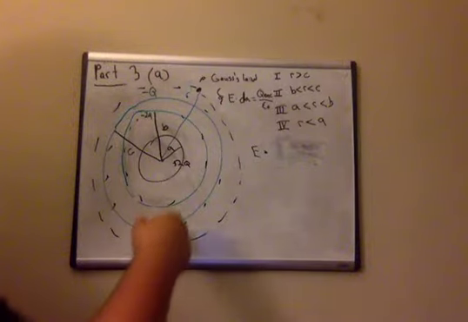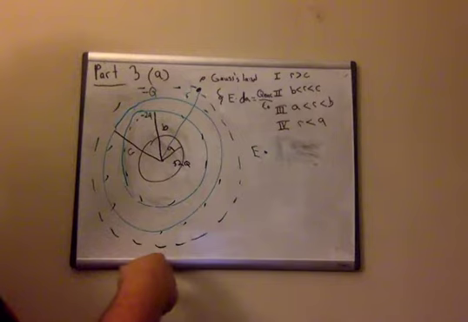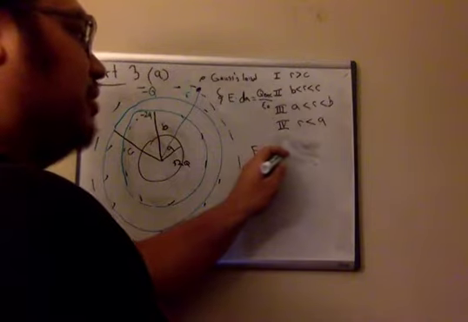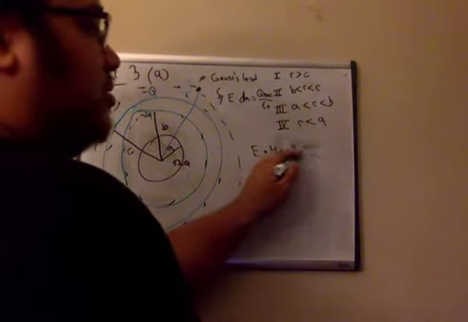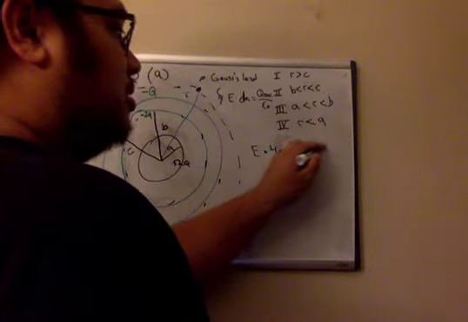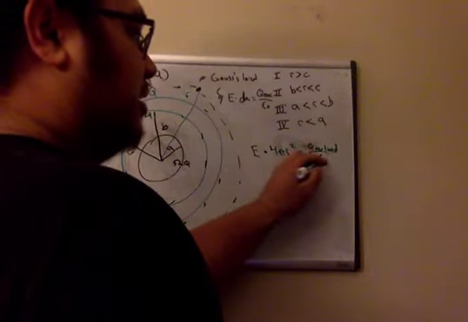The area of our Gaussian surface. The Gaussian surface that we ended up drawing was a sphere. So the surface area of a sphere is 4 pi r squared, and it's equal to the charge enclosed divided by epsilon naught.